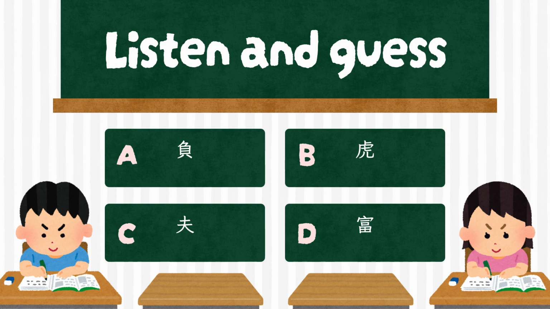And now, listen and guess which is tone 1. A. Fu, fu. B. Fu, fu. C. Fu, fu. D. Fu, fu.